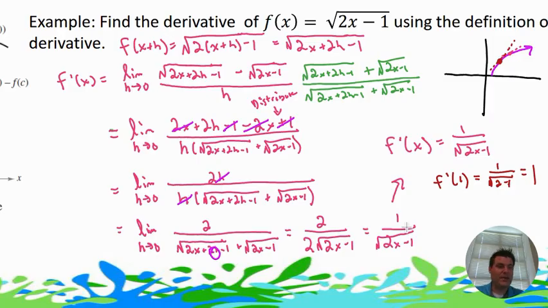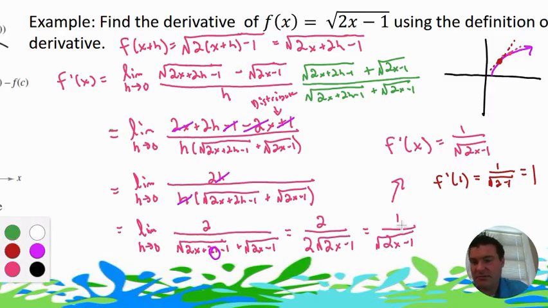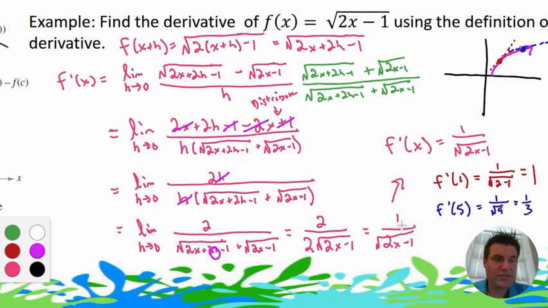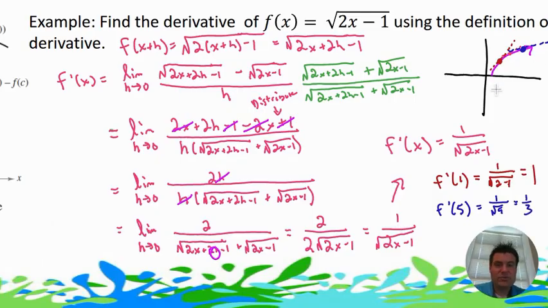And I can go ahead and plug in a 5, for instance, and let's find out what's going on at blue. Let's say that blue is right over here. Let's find the slope of that dashed blue line. So let's say that that is 5. If I were to substitute in a 5, I would get 1 over root 9, which is 1/3. So the slope of that blue line is 1/3.